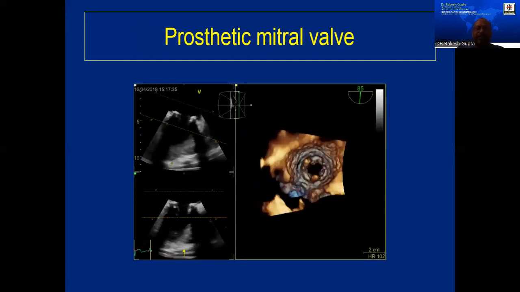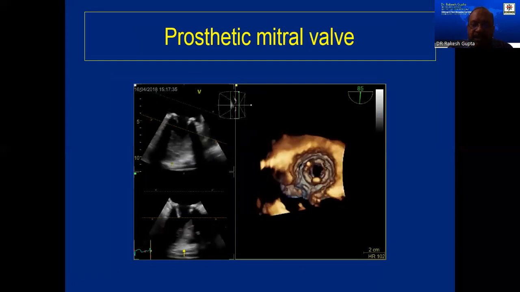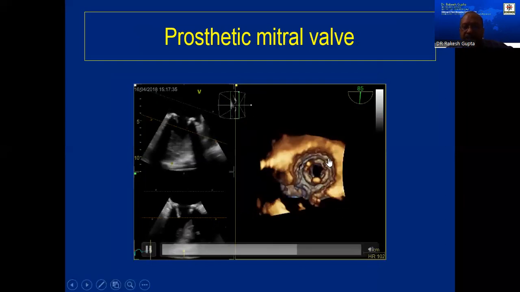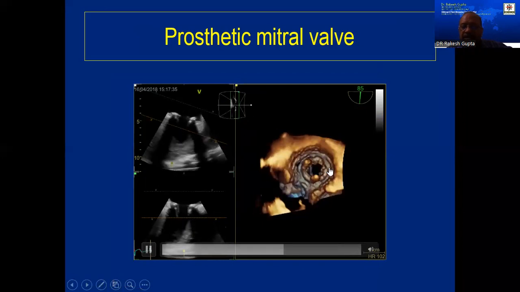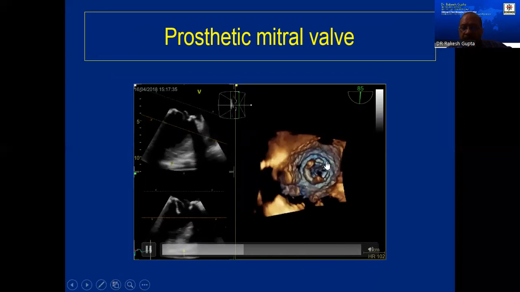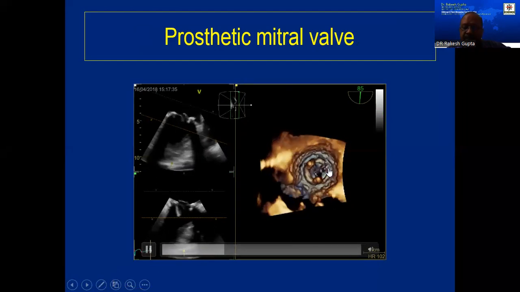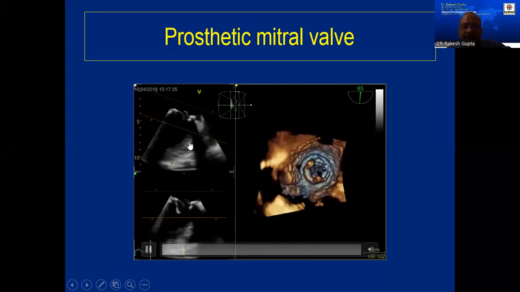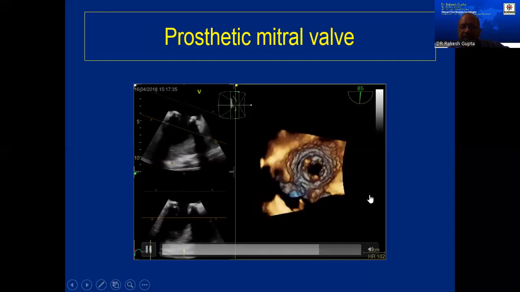This is one patient again from our own lab where an old-time prosthetic mitral valve was inserted. And look at the degeneration of the prosthetic mitral valve. This is a three-dimensional picture. You can see one strut over here, one strut over here, and the third is lost completely. It has degenerated, or I say preferably degenerated, because the patient was not carrying any infection. And because of this degeneration, you can see this flail leaflet over here. And this patient had a severe mitral regurgitation, ultimately going for surgery.